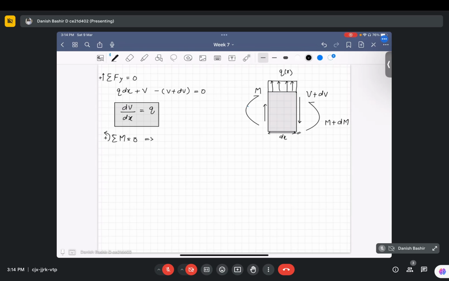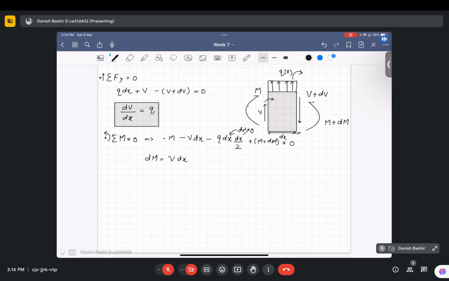So first, M is clockwise, so it will be minus M. Then V will create a clockwise moment again, minus V dx. Then q dx will again create a clockwise moment, so it is minus q dx, which is the force, and its lever arm is dx by 2. And we have the anticlockwise moment plus M plus dM, equal to 0. If we neglect the dx square term, substituting it as 0, this equation will yield dM equal to V dx.